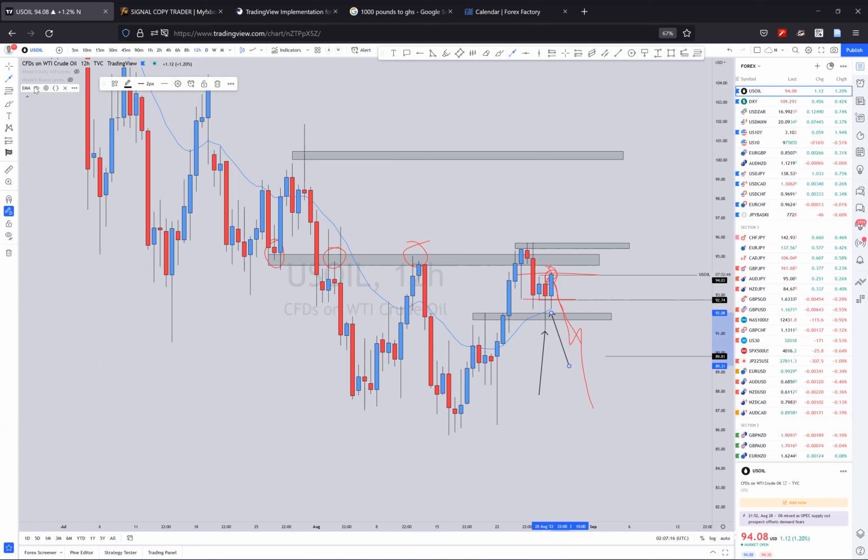So that is US oil. So going into tomorrow, we would observe how this market reacts to the current levels, and then we would know what it expects long term going into Tuesday, Wednesday.